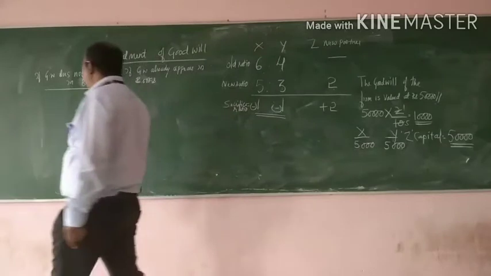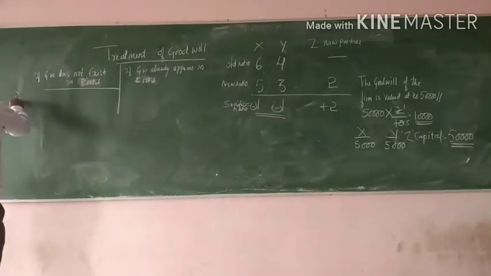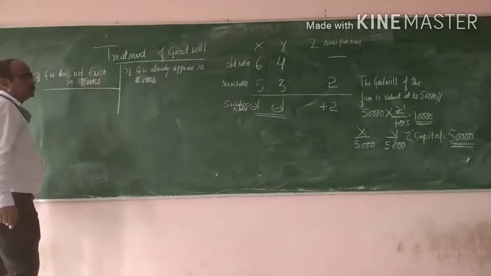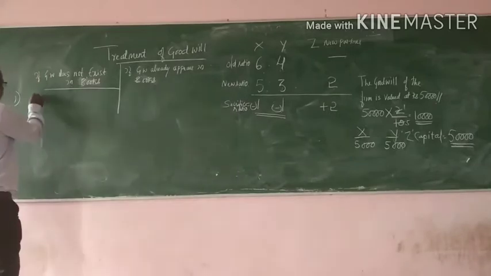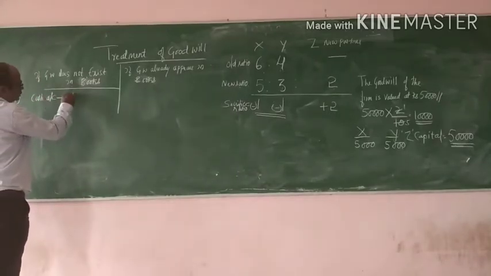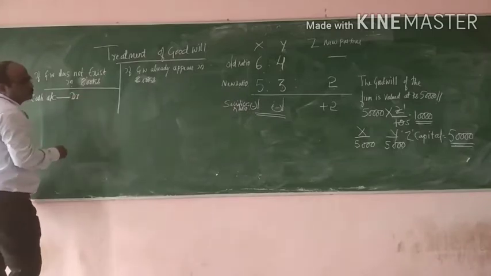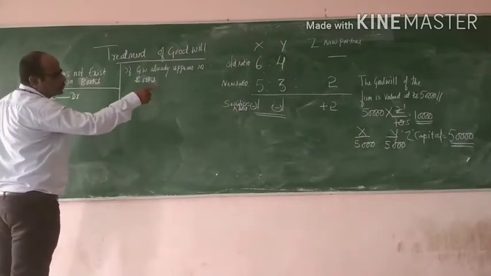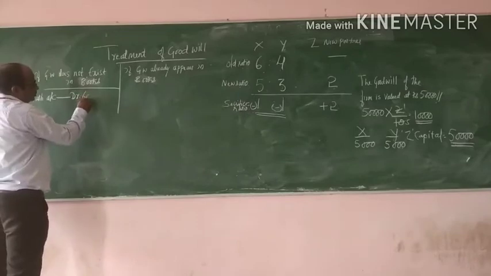So the first journal entry will be: he brings cash. So the cash account comes in, debit, 50,000 plus 10,000, 60,000.